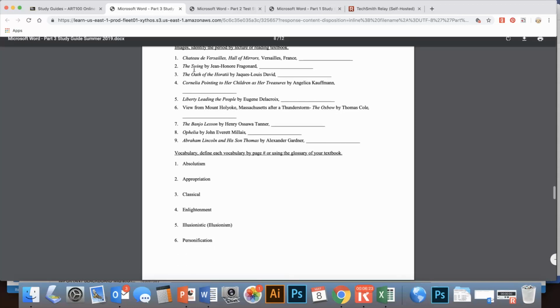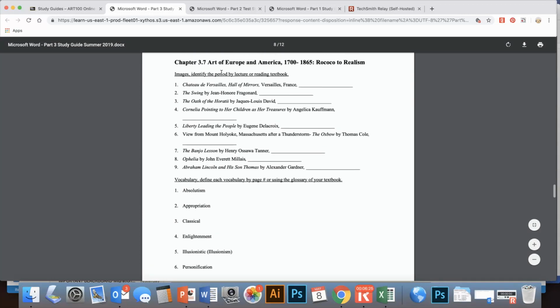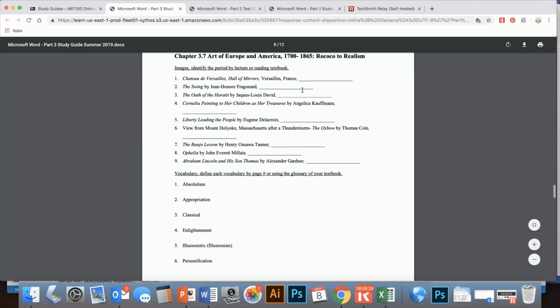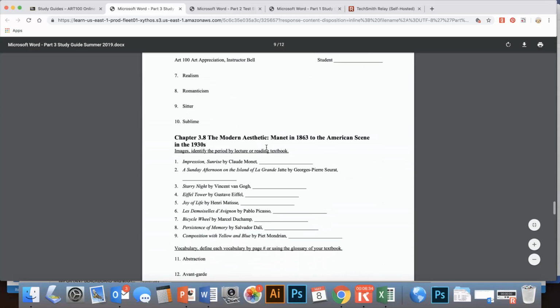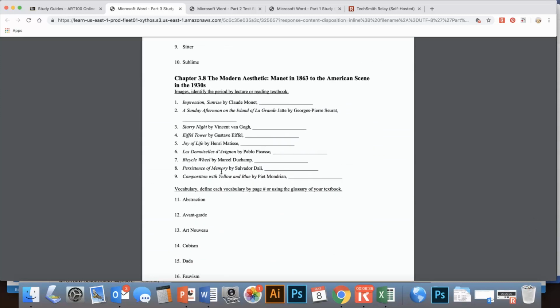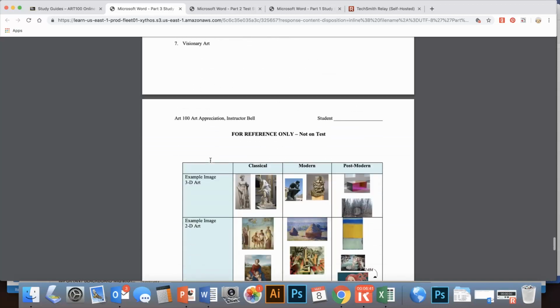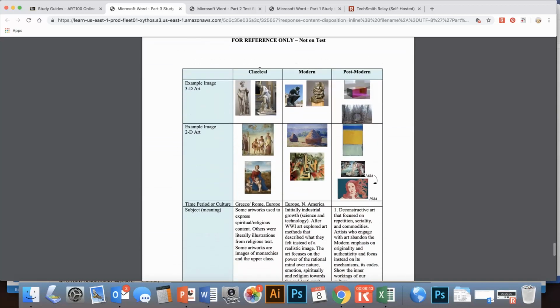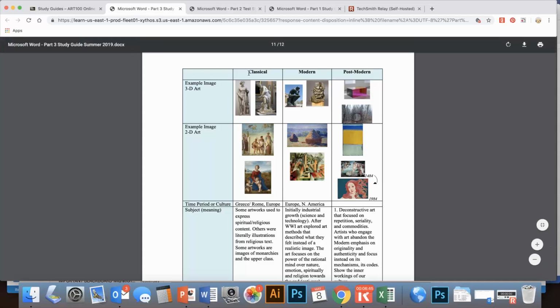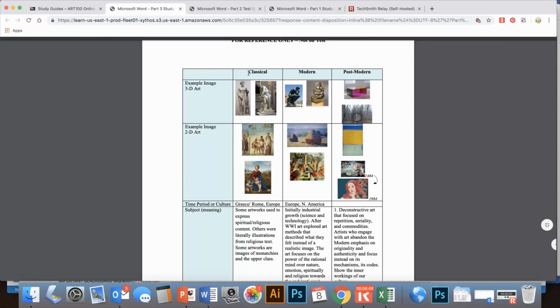You can have the title of artworks. You're going to identify the period. So all of these are going to be classical. All of those are classical. And then here, all of these would be modern. All of these are postmodern. And if you're thinking, what does that mean? Here's classical, modern, and postmodern. As your tests are multiple choice, you'll have A, classical, B, modern, C, postmodern. You'll have an image, and you just have to know which of those periods it is.